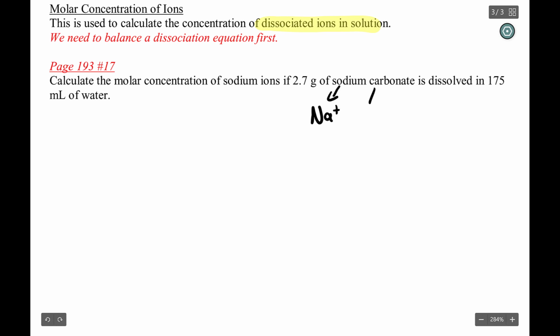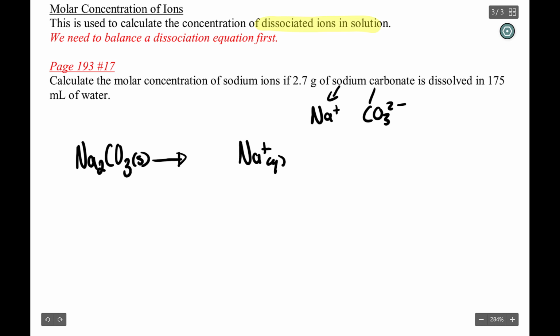That's Na+, and carbonate is CO3 2-. So if we were to combine those, it would be Na2CO3 solid. I'm going to dissociate it into Na+ aqueous and CO3 2- aqueous. I'm also going to balance it with coefficients, so there should be a 2, 1, and 1.